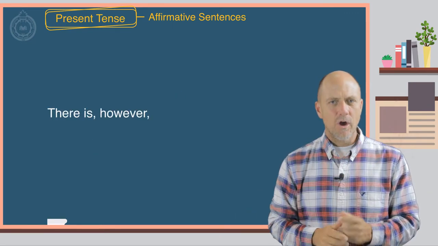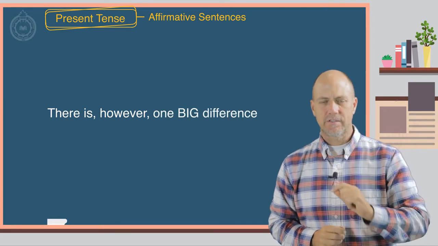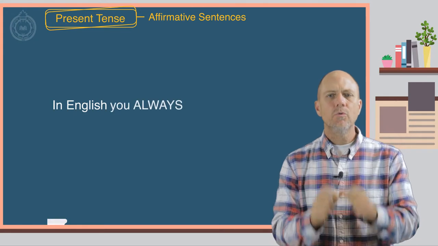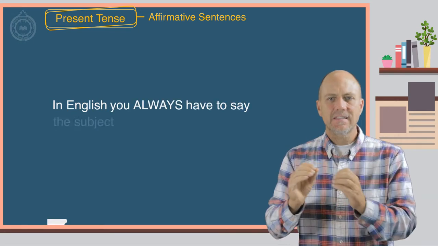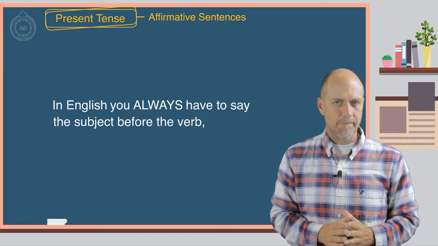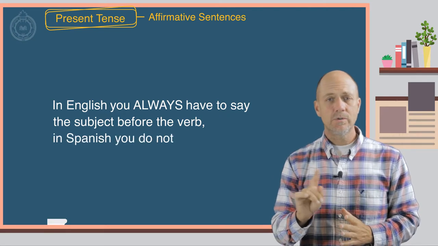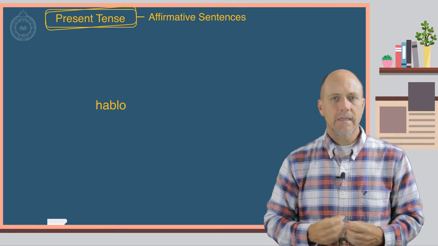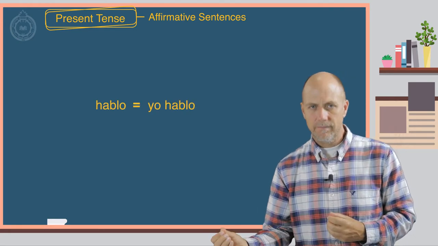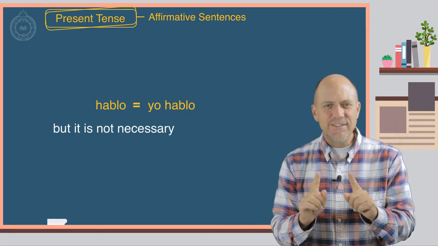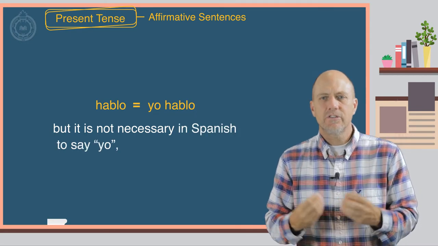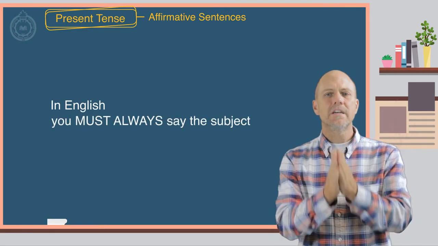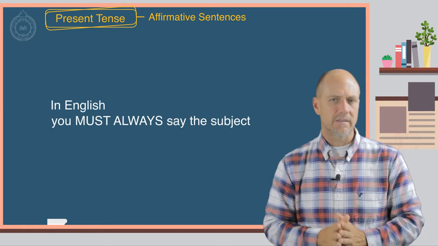There is, however, one big difference between Spanish and English. In English, you always have to say the subject before the verb. In Spanish, you do not. Here is an example. Hablo equals yo hablo. But it is not necessary in Spanish to say yo, which is the subject. In English, you must always say the subject.